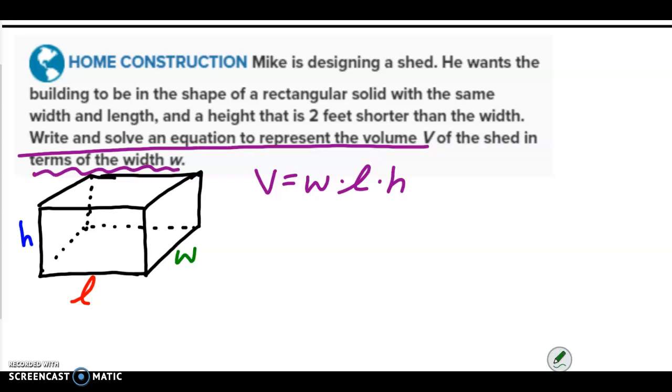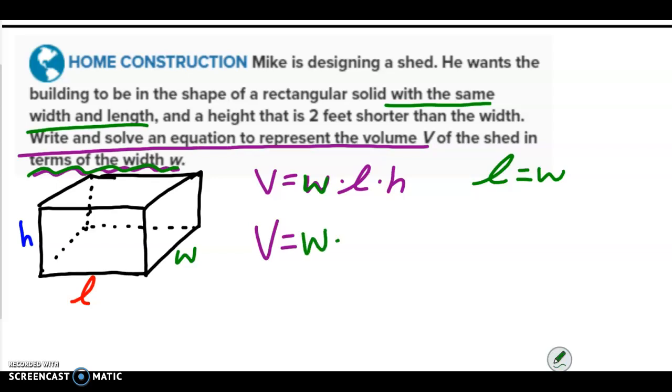Now, one piece of information they gave us is that we have the same width and length. Now, they want it in terms of W, okay? So we want everything to turn into some form of W. So the width is just W, okay? Now, how can we relate the length to W? Well, they tell you that the length is the same as the width. So length and width are the same exact thing. So we can just replace that L with a W. So we've got the volume right now equaling width times another width, because that L is equal to that.